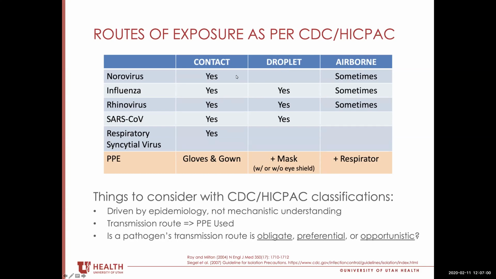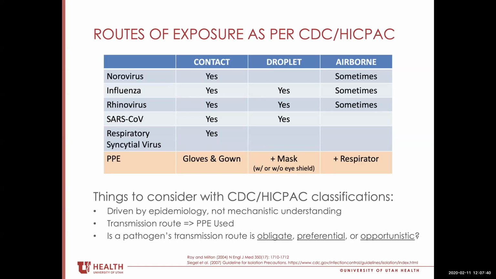And you'll see here that for all of these viruses, contact is considered a route of exposure that's relevant. For most of these, the respiratory viruses are considered transmitted through droplet routes, and airborne sometimes. So this means that there is some epidemiologic evidence that the virus transmission that was observed could not be explained by contact or droplet. And so in the CDC HICPAC documents for isolation precautions, they talk about these atypical aerosol routes for norovirus, influenza, and also for rhinovirus.